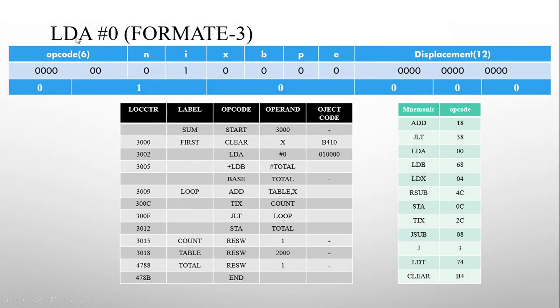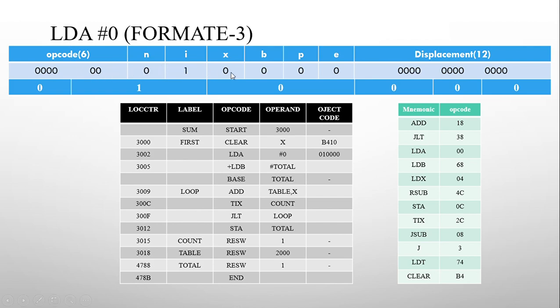Next, LDA #0, which is of format 3. For format 3, it has totally 24 bits. Out of 24, 6 are opcode. For LDA, let's see this table. LDA has opcode 00. Here in format 3, we have an opcode of only 6 bits. Therefore, we need to consider only 6 bits. For 00, for the first 0, we are writing 0000. Next 0, we are writing only the most significant bits, that is 00.